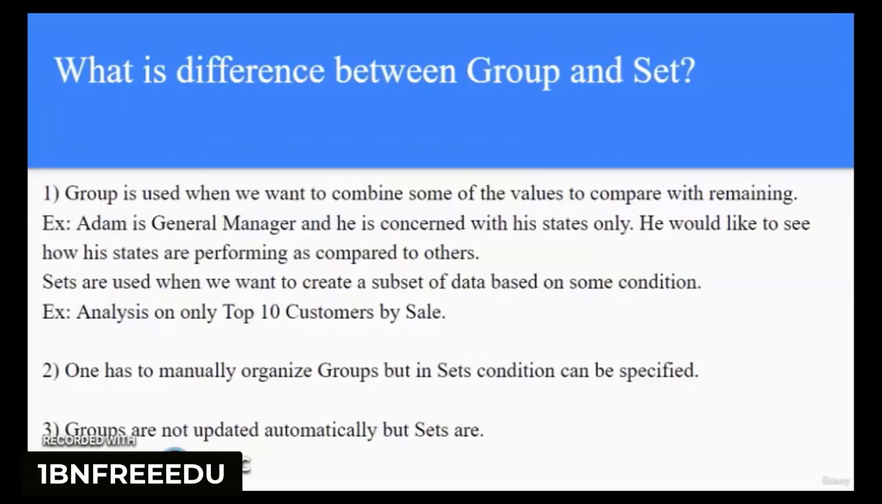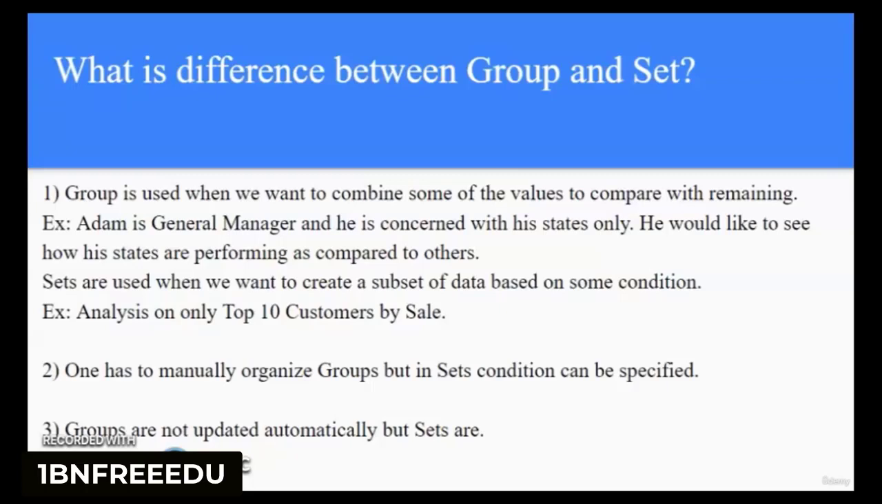Next question, what is the difference between group and set? So groups are used when we want to combine some of the values to compare them with the remaining. So for example, Adam, he's a general manager. He's concerned only with his estates. So what he'll do is create one group of his estates and compare it with the others. Whereas sets are used to create a subset of data based on some condition. So we can have a set of some members of a dimension, like from all the subcategories, if you want only 5 subcategories, we can create a set of it. Also, we can apply any condition like always top 10 customers by sales.